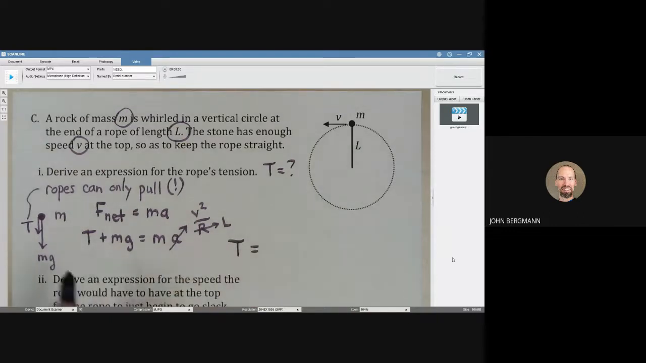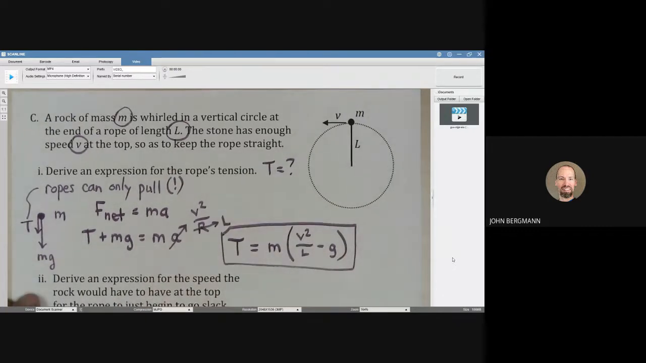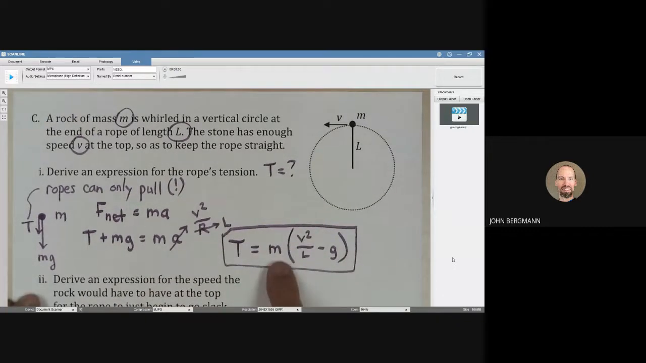Can we do that? Can I factor out an M? If I factor out an M, what does that leave us with? Isn't it v squared over L minus g? There we go. Notice that all of the variables on the right side of the equation are givens.